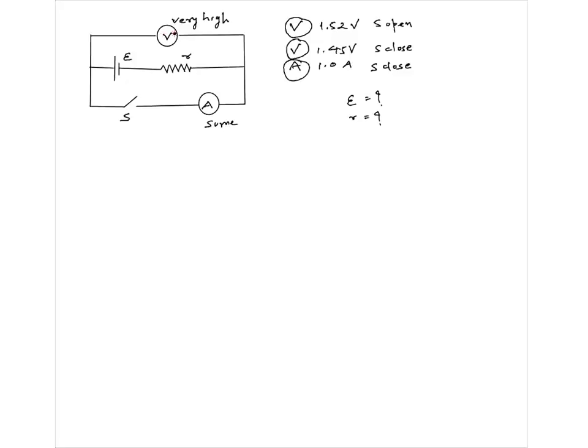The voltmeter has very high resistance. That means it is an ideal voltmeter. The ammeter has some resistance. That means it is not an ideal ammeter. This is an ideal voltmeter. From this information, one has to find the EMF and the internal resistance. I hope the question is clear. Any clarification about the question, let me know.